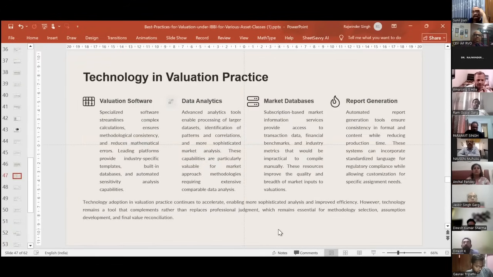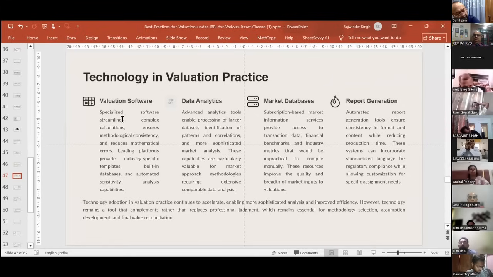Now, these were not part of your IBBI syllabus, but now, you know, technology has made inroads in the valuation practice, and as a valuer, you must be conversant with the new technologies which are being used by valuers worldwide.